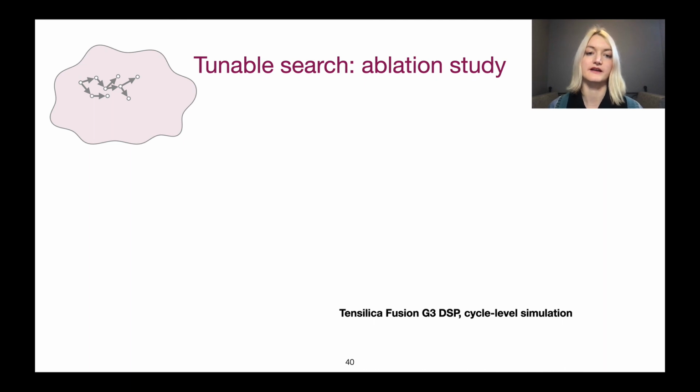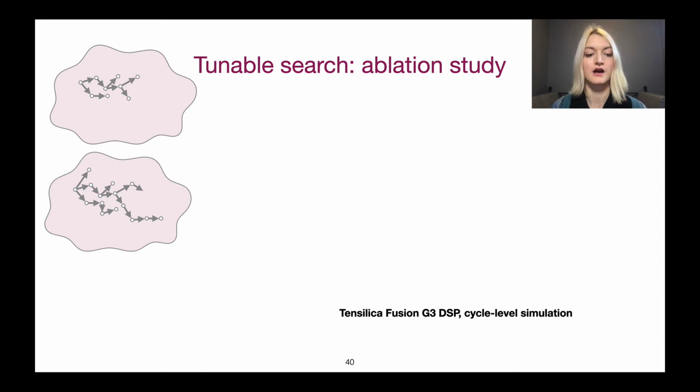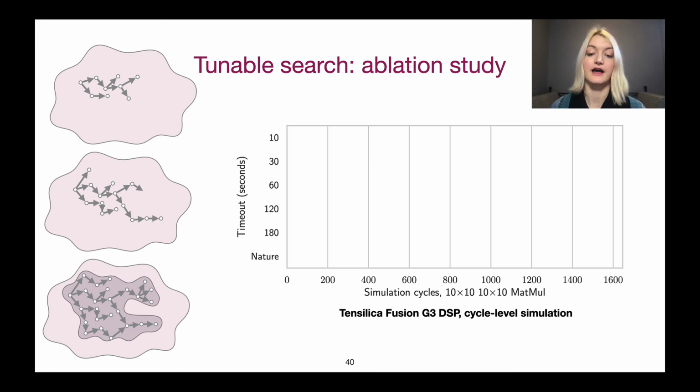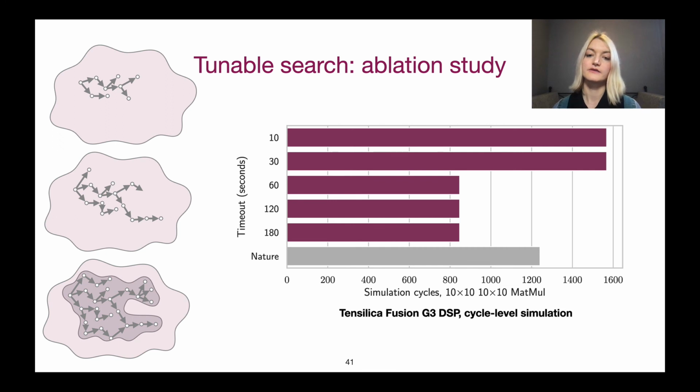Next, we have an ablation study that demonstrates that our search is tunable. And what this means is that as equality saturation runs for longer, we explore a larger space of programs. And you see here that we have a plot that shows now the simulation cycles on the x-axis and timeout increasing as you go down on the y-axis. This is for a 10 by 10 matrix multiply. You can see that after 10 or 30 seconds, we achieve performance worse than the library code shown in gray, but after 60 seconds, we achieve performance better than the library code.